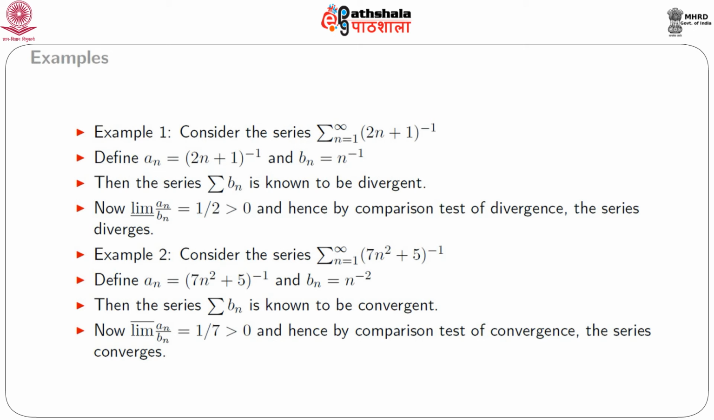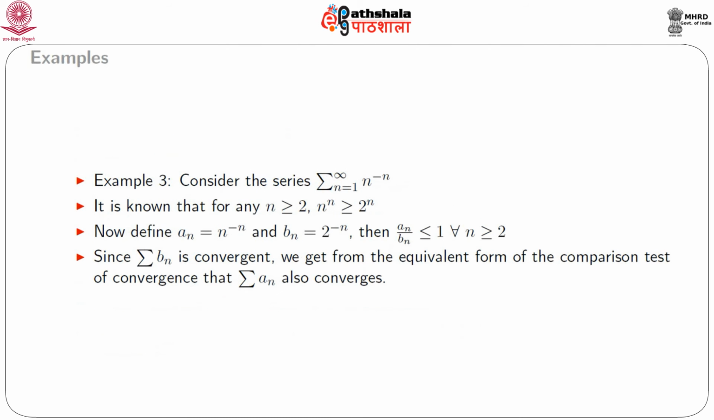Hence by the comparison test of divergence the series diverges. Consider our next example, where we have considered a series with nth term as (7n square plus 5) to the power minus 1. Now looking at the form of (7n square plus 5) to the power minus 1, we set b_n as 1 by n square. Then the series summation b_n is known to be convergent, and we find that limit superior of a_n divided by b_n equals 1 by 7, which is positive, and hence by the comparison test of convergence the series converges.